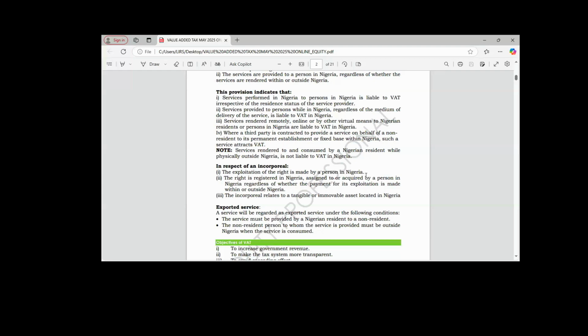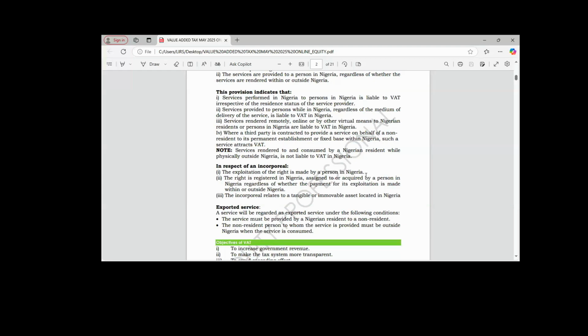Then what do we mean by exported services? The service will be regarded as exported service under the following conditions. The service must be provided by a Nigerian resident to a non-resident. Look at it, by a Nigerian resident to a non-resident. Export is that you are in Nigeria, you want to provide something to somebody outside Nigeria. So that service is regarded as exported services.